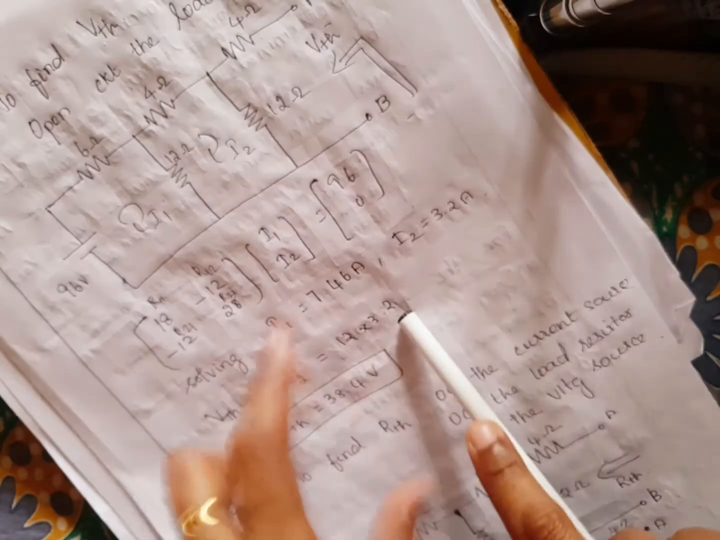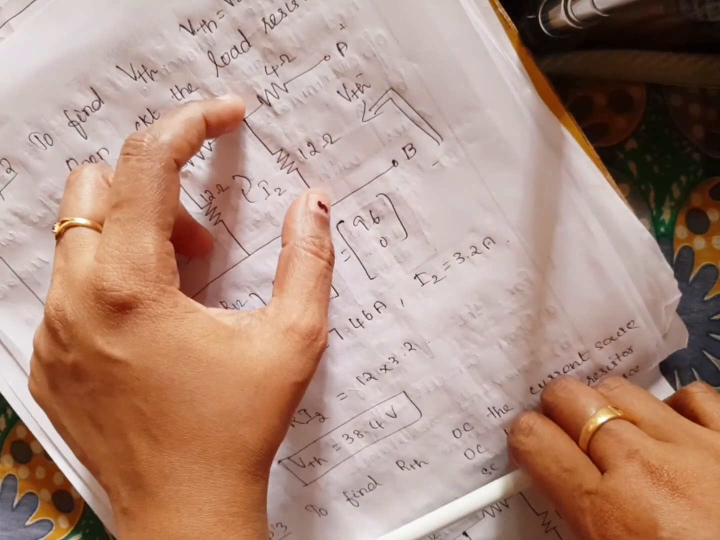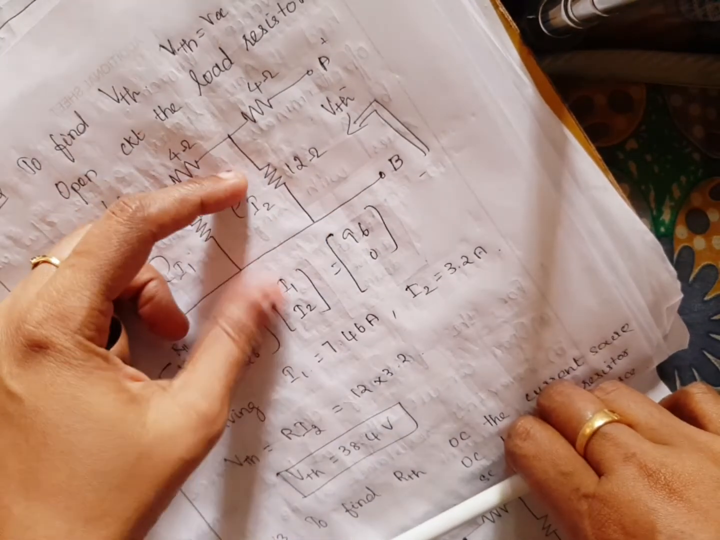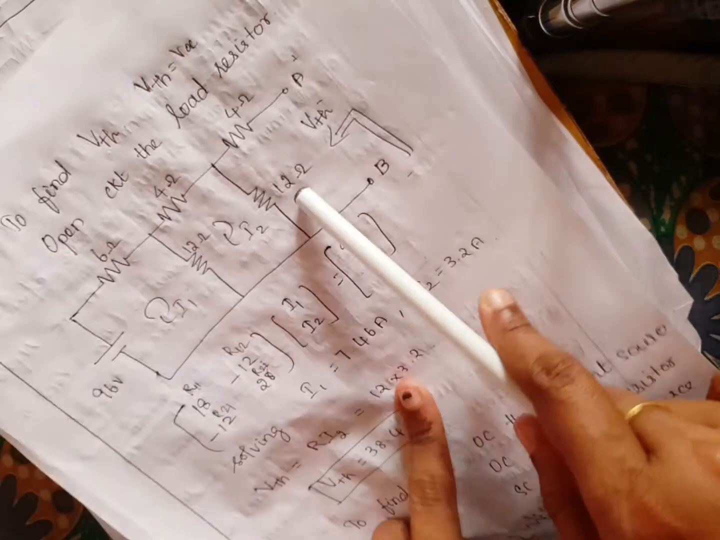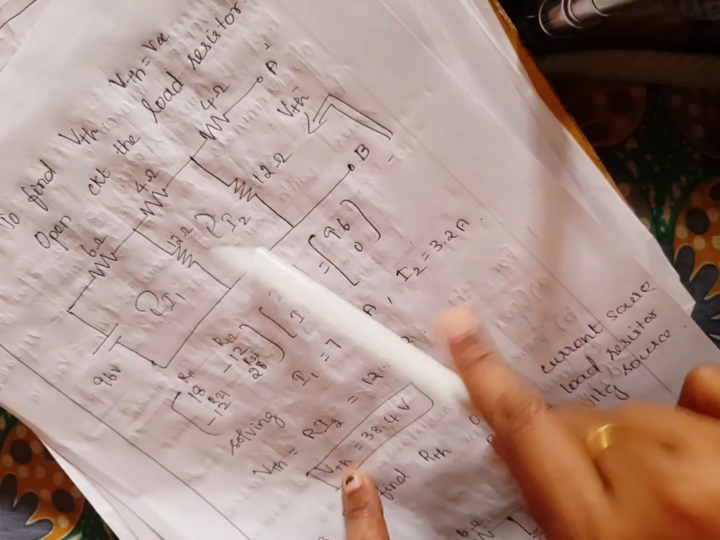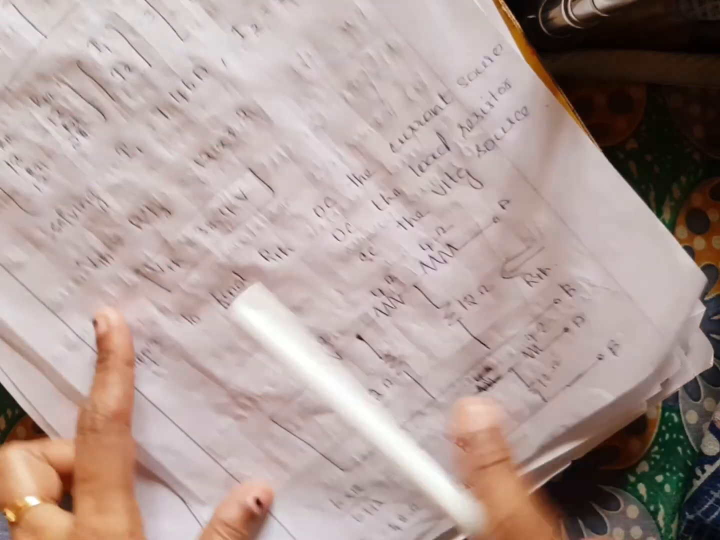Okay, now we want to find the current flowing through this resistor, that is I2. We know I2 is 3.2. So V is equal to I into R. So Thevenin's voltage is equal to I2 into 12. So you got the Thevenin's voltage value. This is the second step. Now what is the third step? You want to find Thevenin's resistance.